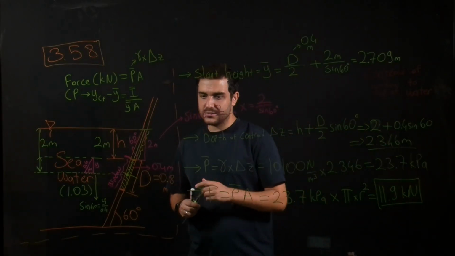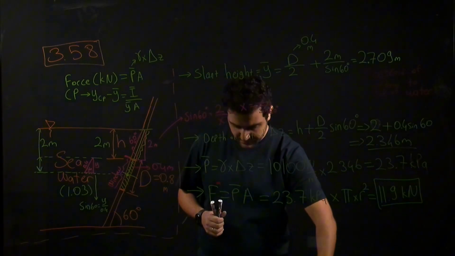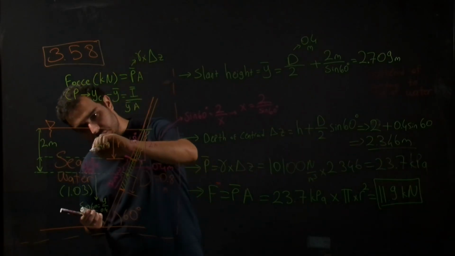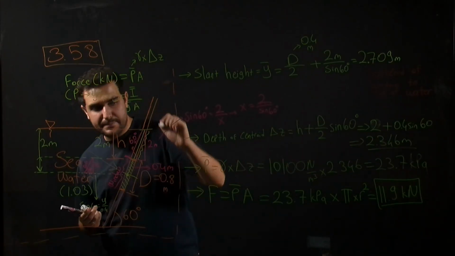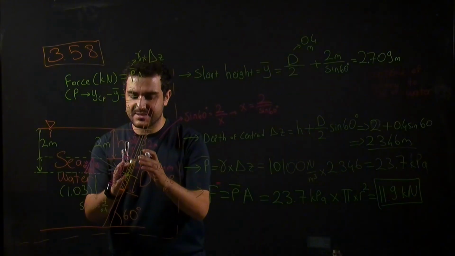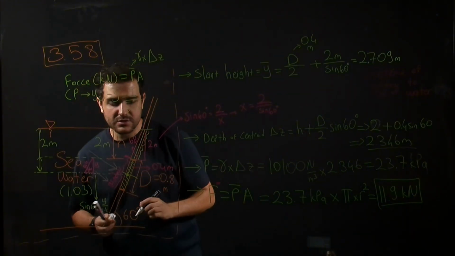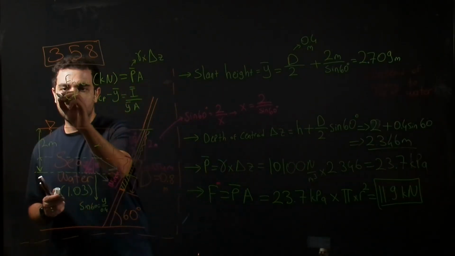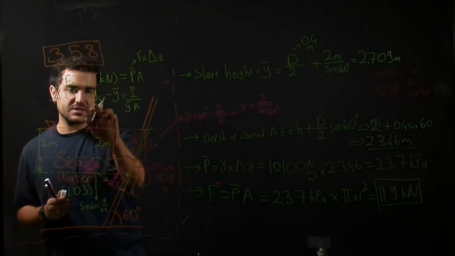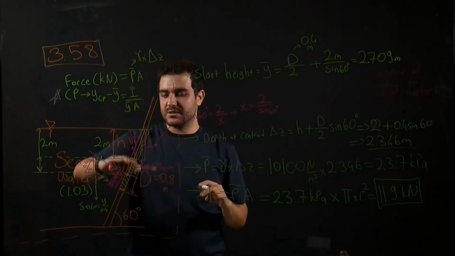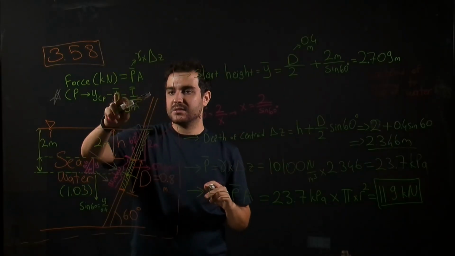So this means that we have a hydrostatic force, but we actually don't know where is the center of pressure. It can be either here, it can be here. So to calculate that, we will benefit from this equation, which shows the distance between the center of pressure and centroid.